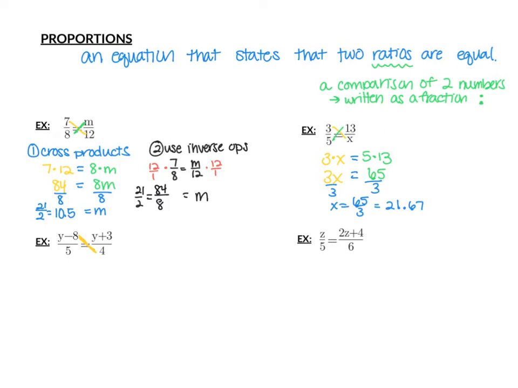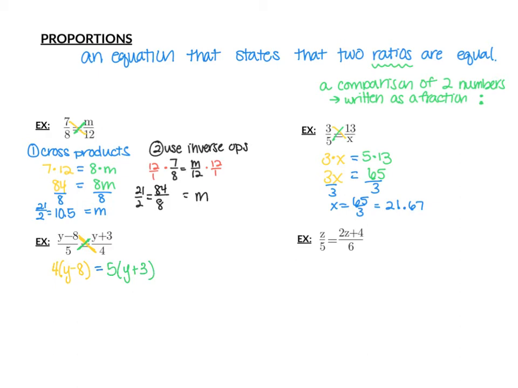Now the key to that is when I multiply them, I need to multiply the 4 by the entire side of y minus 8. So we're going to include parentheses. And that's still going to equal, and then we're going to multiply the cross of that. What that looks like is I need to multiply 5 by the entire side of y plus 3.